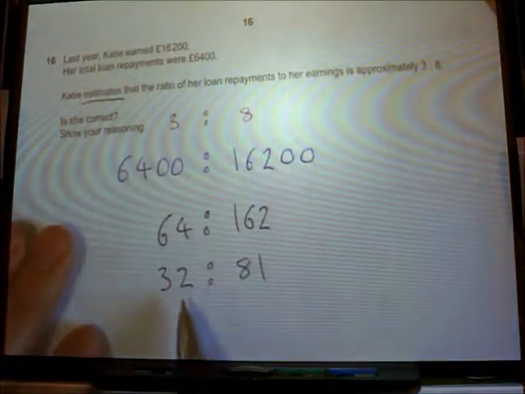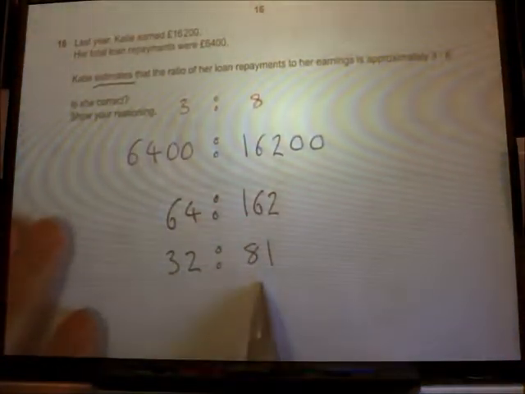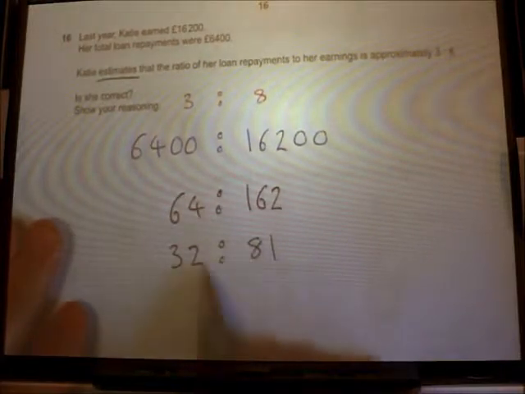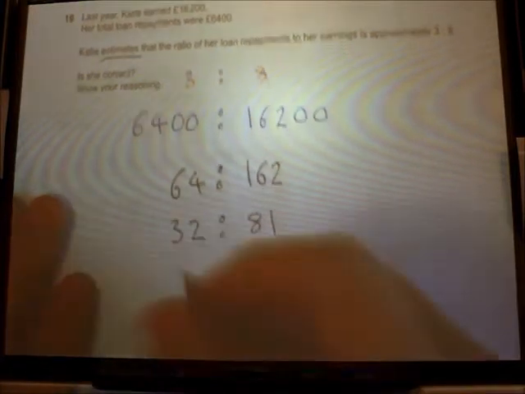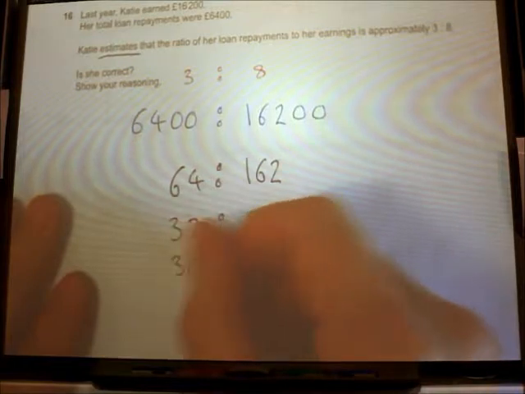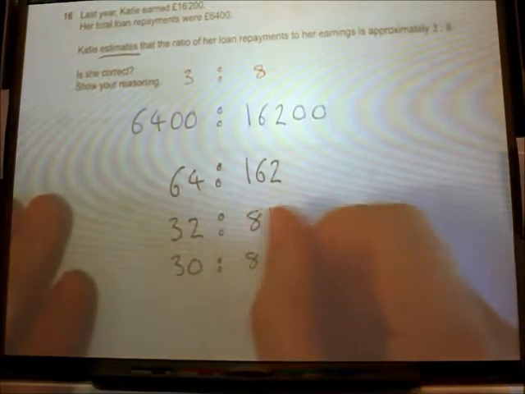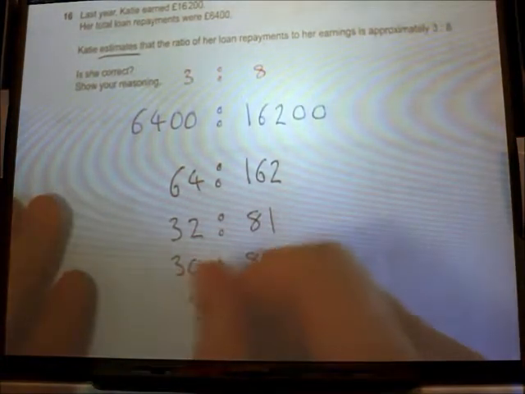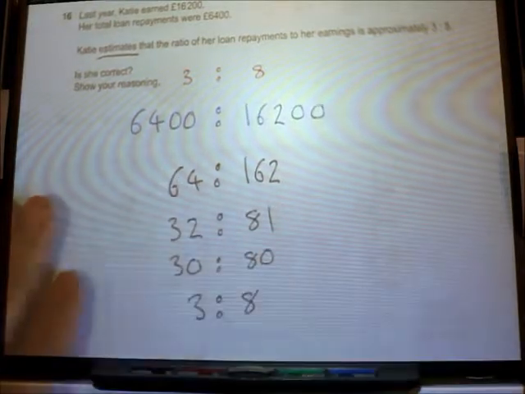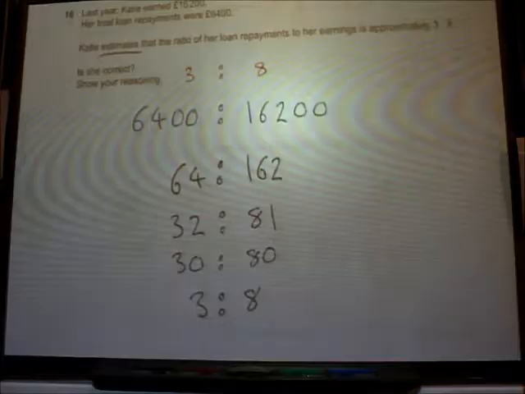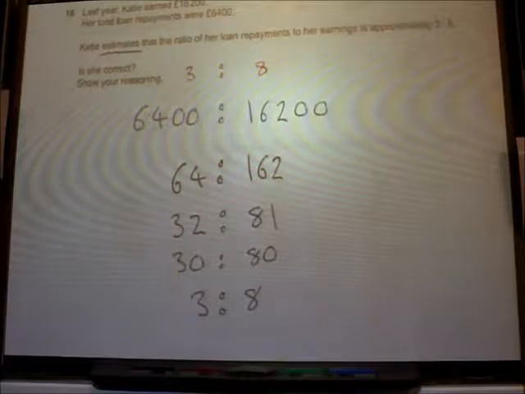Here now, look, 32 to 81. If I were to do a little bit of rounding here and rounded that to 30 to 80, I can simplify that to 3 to 8. So yes, she is correct, and there is my reasoning.